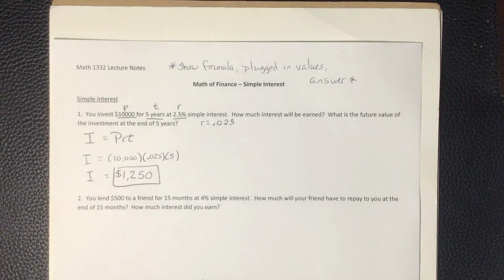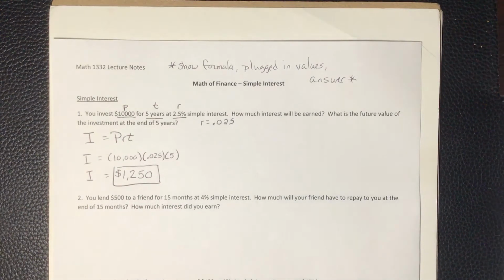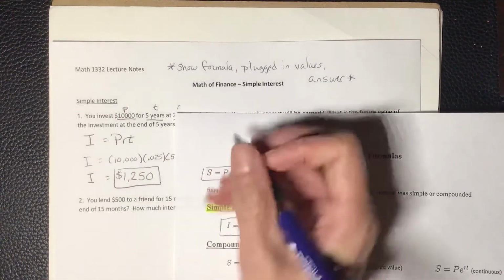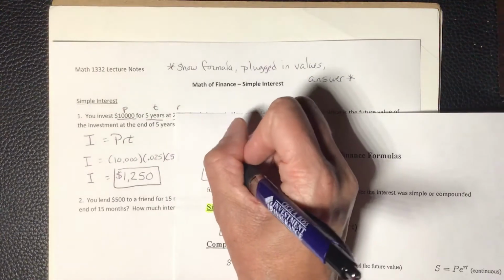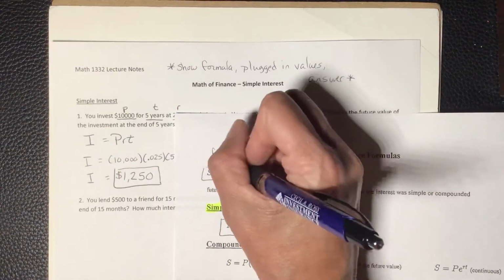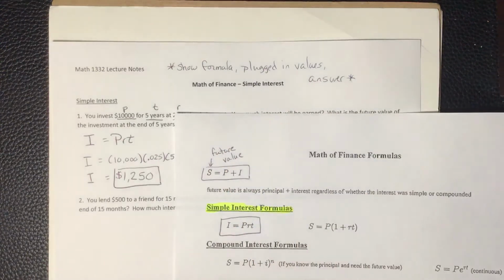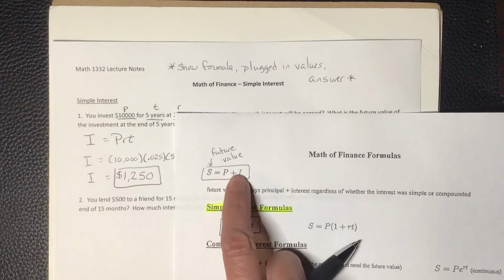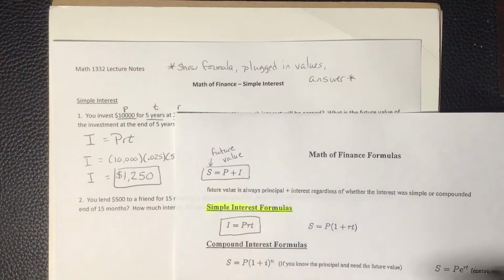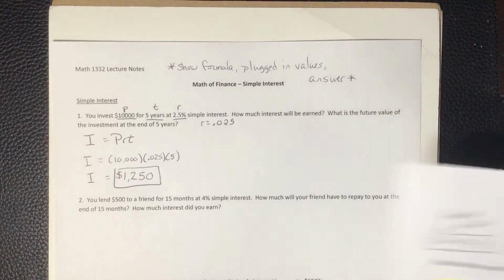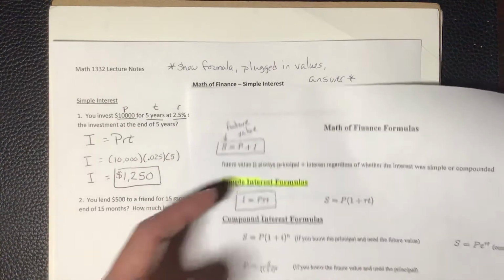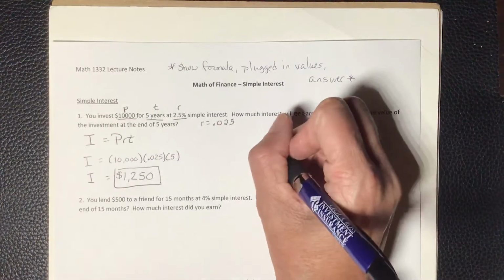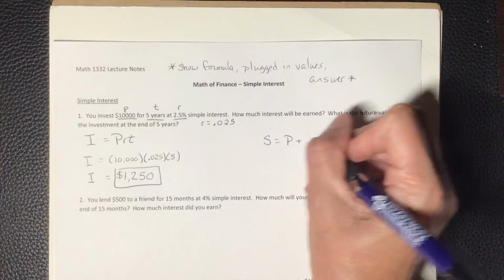Now it also asks for future value. If we go back to our formula chart, S is future value. Let's mark that. And this formula makes a whole lot of sense if you think about it. At the end of your investment, you'll still have the $10,000 you invested, but you'll also have your interest on top of that. So this is always going to be principal plus interest. It's at the top of the page because this is true for any type of interest. So we'll say S equals P plus I.